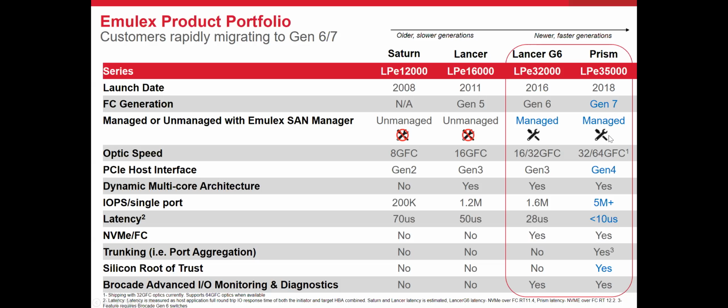You'll also note that we have this column here for managed HBAs, and I will be speaking to that as I show you our new application. But the summary is that managed HBAs not only participate in the fabric, but they can actually respond and react to information across the fabric. If you are deploying a 16 gig environment, you could consider the Lancer G6, the 32,000. It's also a very high performing HBA and would work very well in your environment.